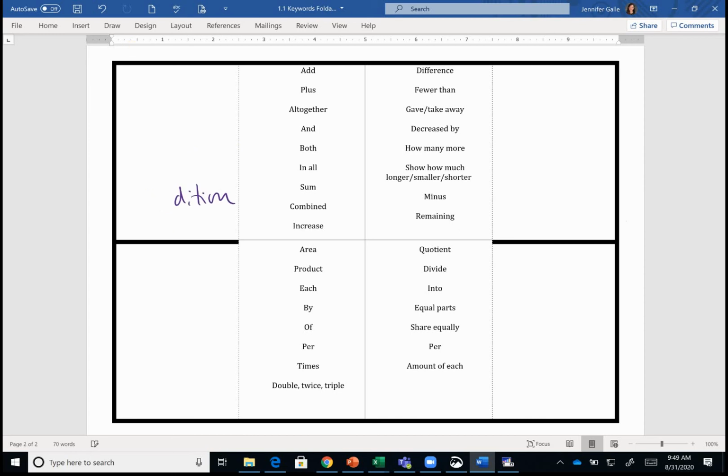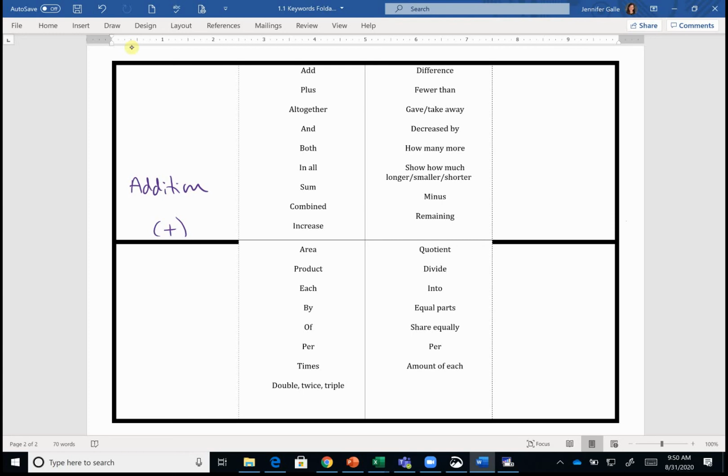I don't know what's going on with my computer. It's being kind of goofy here. Let me try writing that again. It's kind of jumping all over the place. Addition, and maybe we put a plus sign for the symbol. So whenever you see any of those keywords, that tells us that we need to add.